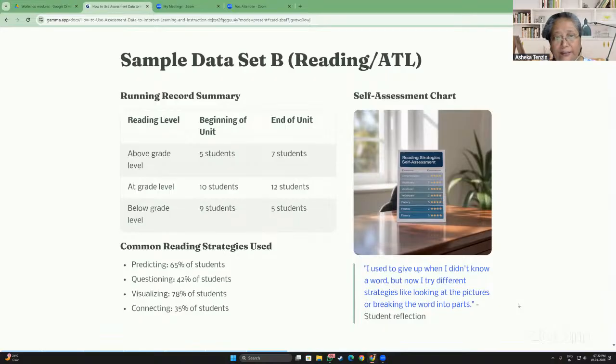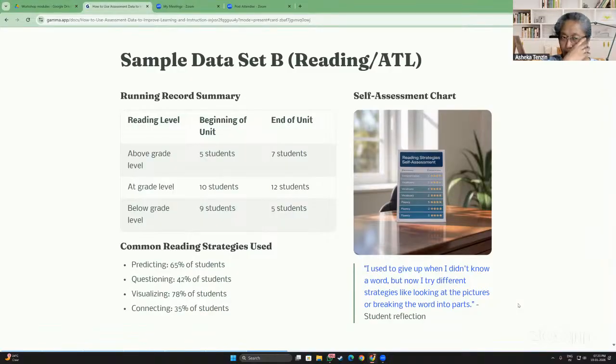The second data set is this, where we are looking at reading skills, language. You can see that there are different levels of reading in this data. You have students who read above grade level, students who read at grade level, and students who read below grade level. So you have the number of students. Now this reading level, at the beginning of the unit, these are the numbers, and at the end of the unit, these are the numbers. Data is given.